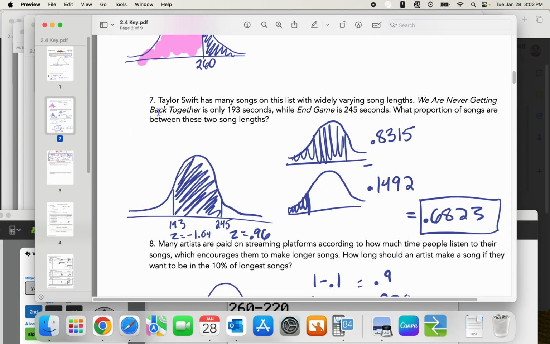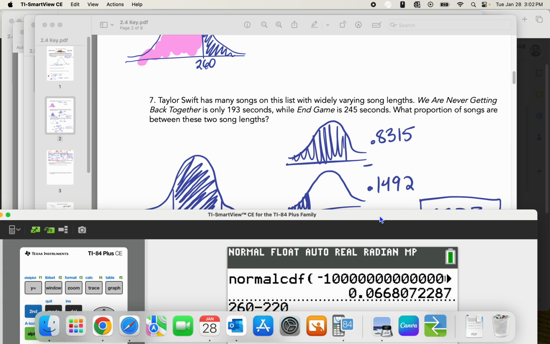Then if I look at number 7, this is the other type of problem we can have where we're looking in between two numbers. So we had a song that was 193 seconds, we had a song that was 245 seconds, and we can calculate the z-scores of both of those. So 193 minus 220 divided by 24 is negative 1.04, and then do the same for the upper side, that is 0.96.